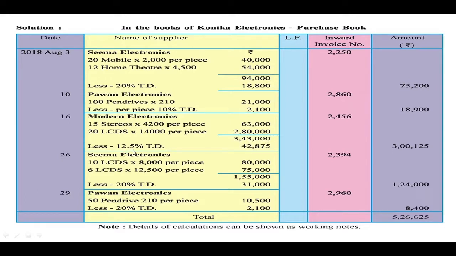From that we have to subtract 12.5% trade discount. So we have to take 12.5% of rupees 3,43,000. That comes to 42,875. So the net value is 3,00,125 and the invoice number is written here.